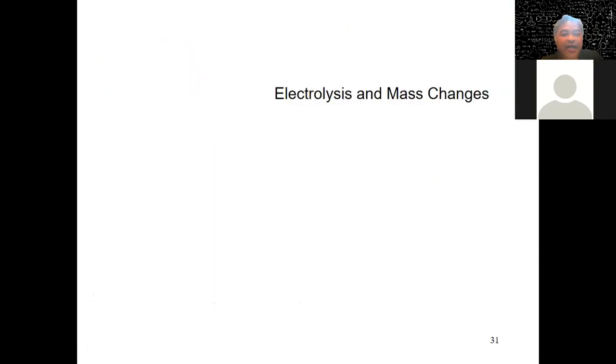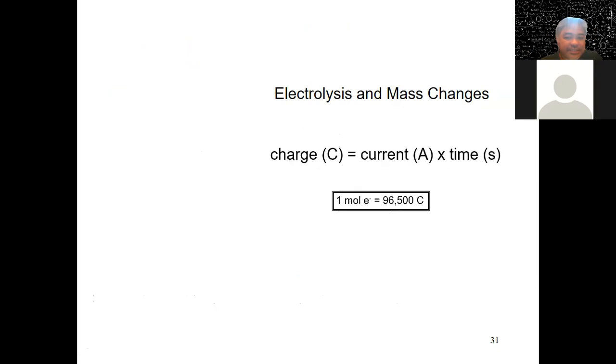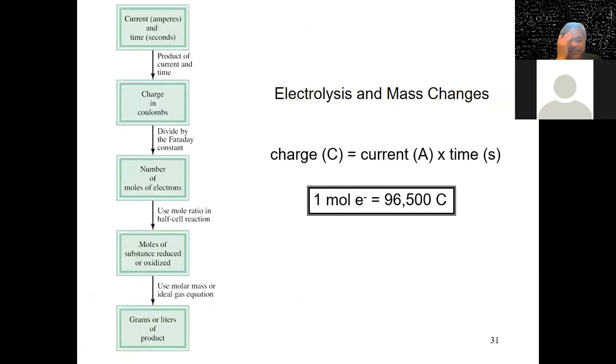Okay? Now, how do we look at the problems, let's say, in electrolysis? So usually, as I have told you, in electrolysis, you apply energy. And the form of energy that they have there is in the form of charge. Where do you get the charge? From a current that is applied at a certain time. So when you multiply current times time, it will give you the charge.